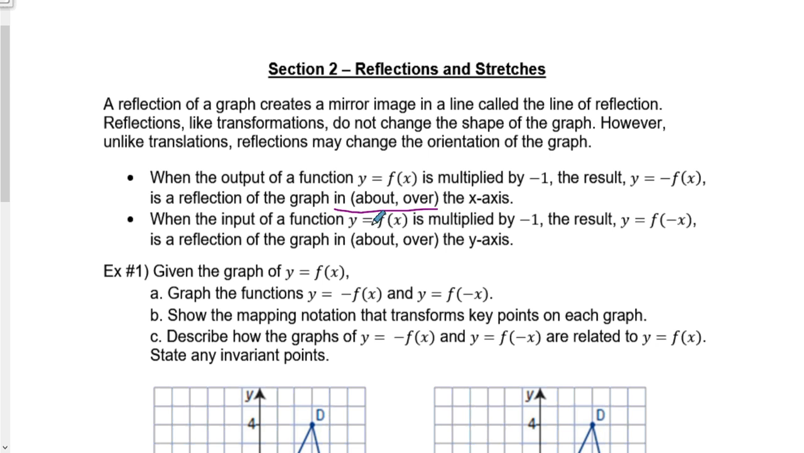Now, when the input of the function is multiplied by -1, like f of negative x, then it's going to be a reflection over the y-axis. So again, you see y-axis, that's all you're going to be worried about.